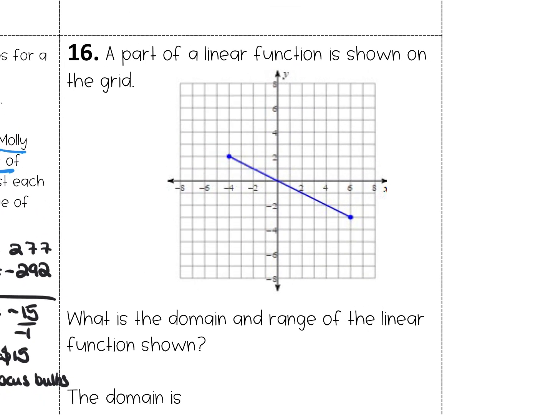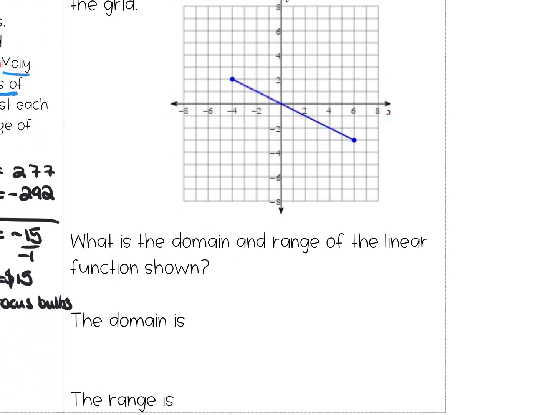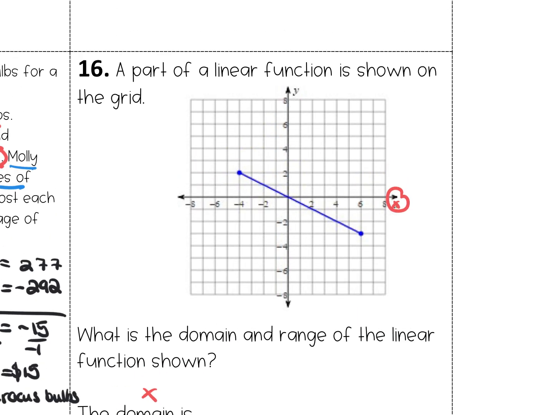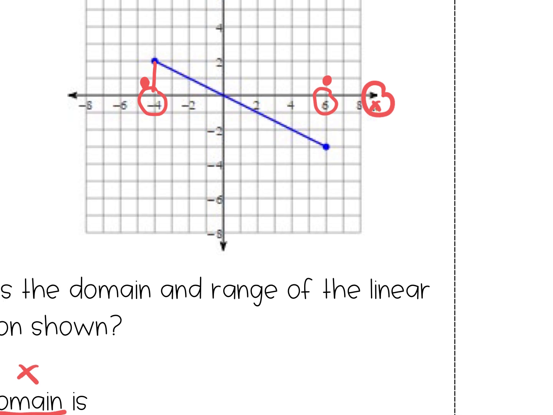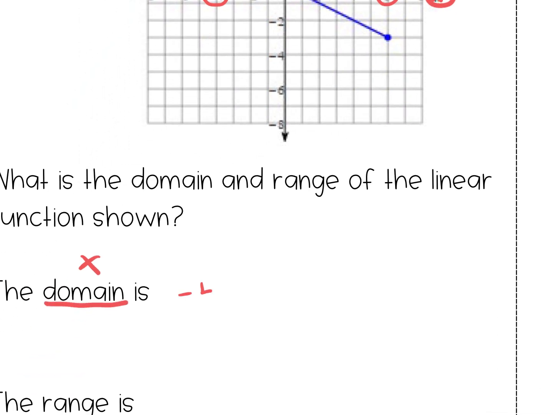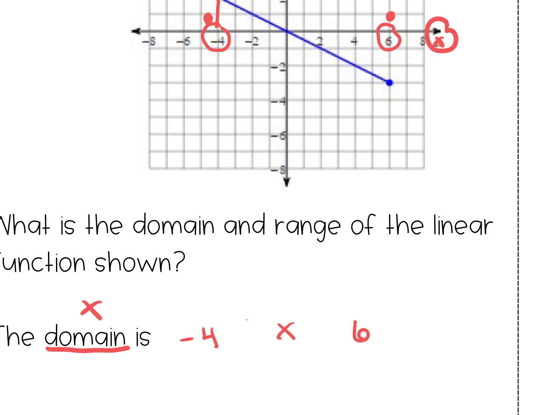Number 16 wants you to find domain and range. Remember, domain is your x, and here's my x-axis. So I'm going to go to my x-axis. I got a -4 with a closed circle. I got a 6 with a closed circle. So for my domain, I go from -4 to 6, and x goes in the middle. They both were closed circles, so less than or equal to, less than or equal to.